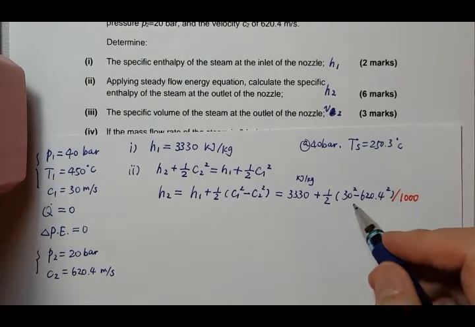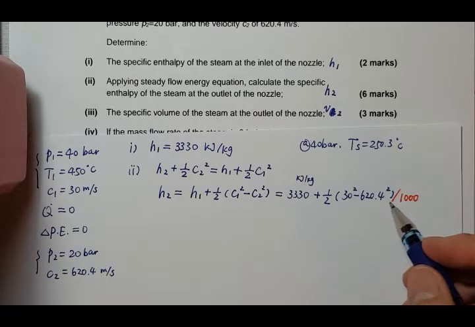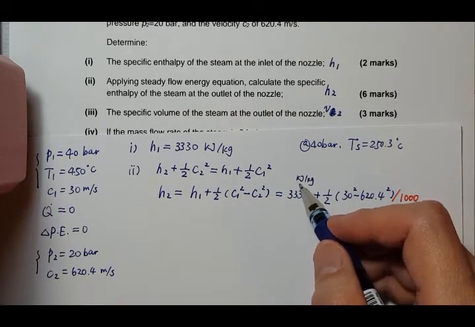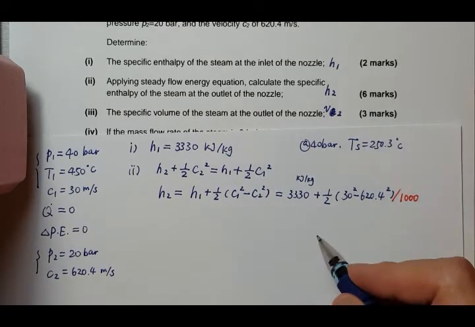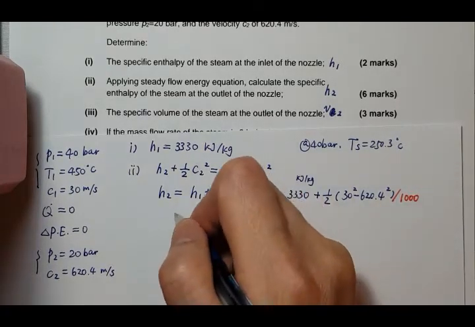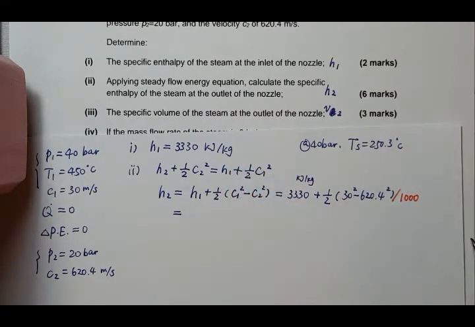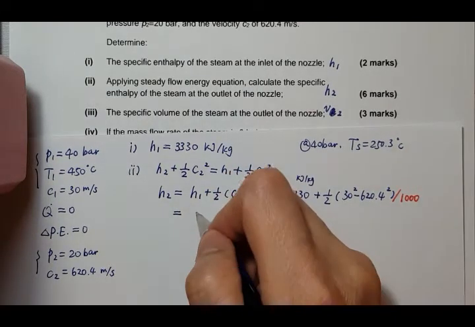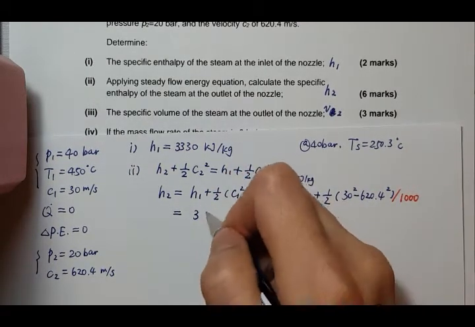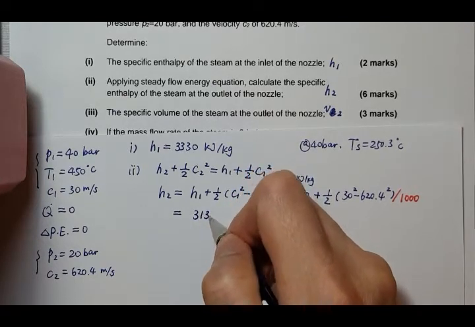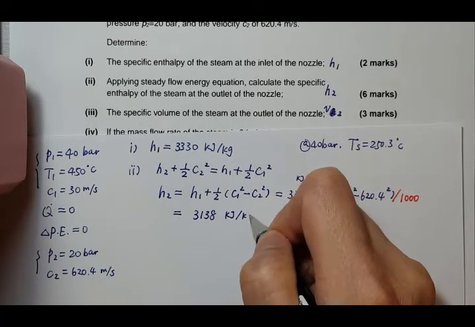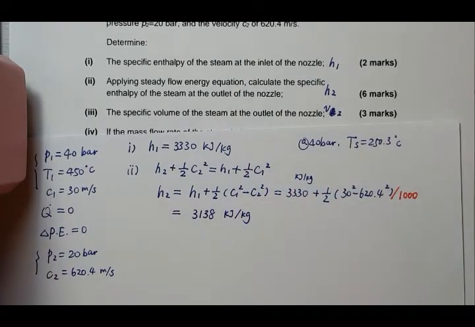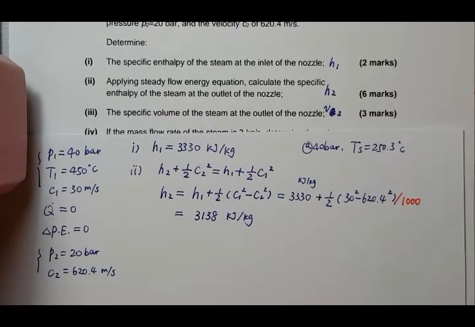Because this is in SI base units, however, we have kilojoule here. So if I divide this one by 1000, then both of these will be in kilo units. Then we can calculate H2, which gives us 3138 kilojoule per kilogram. So that's for the second one. The third one.